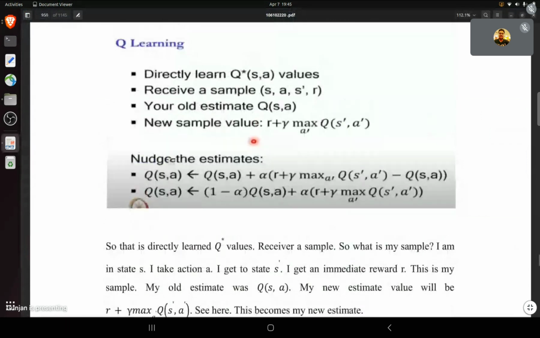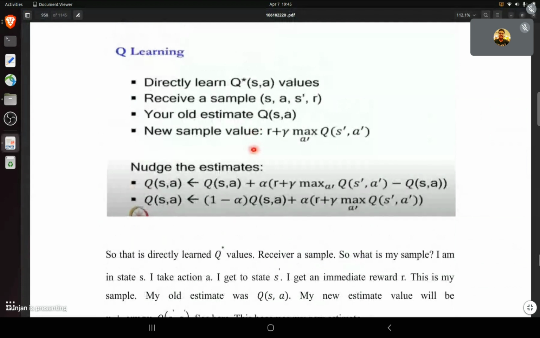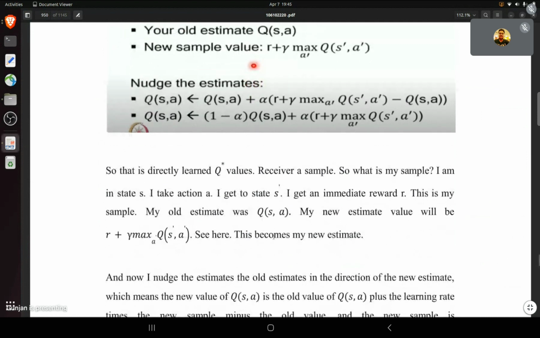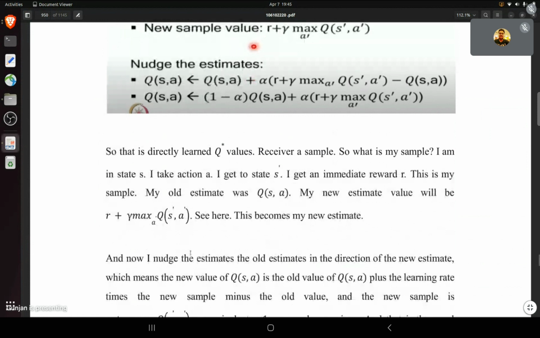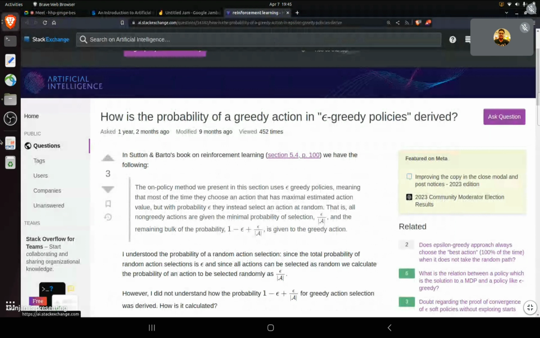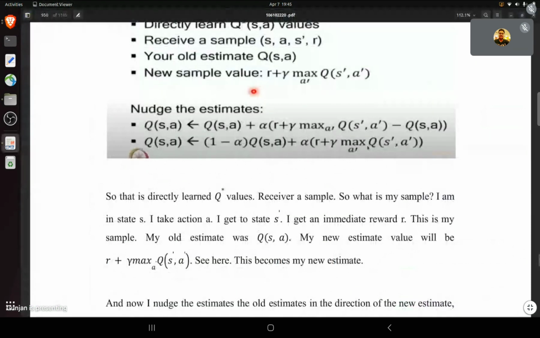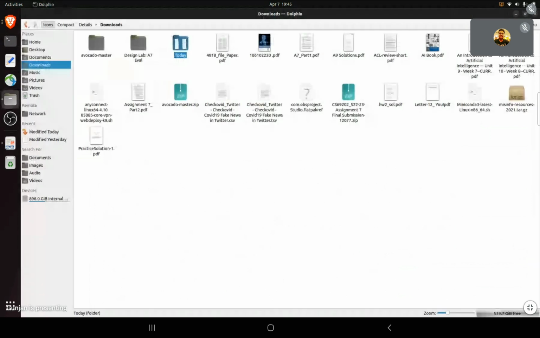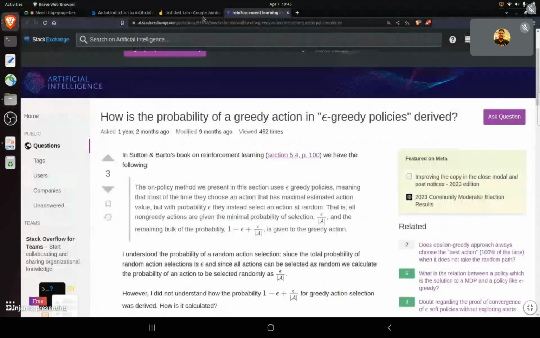I hope I'm not wrong on this one, right? So directly learn Q star: receive a sample, your old estimate, new sample value R plus gamma max over A dash of Q(S dash, A dash). You will do this after generating every sample. So the next state's maximum value is 0 for now, because you have not done anything on B so far, so that's why it is 0.